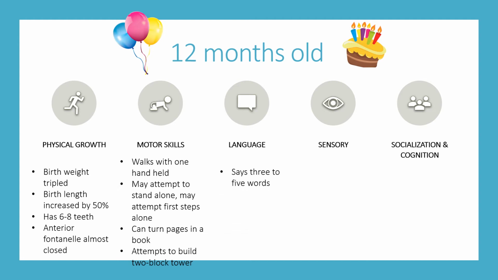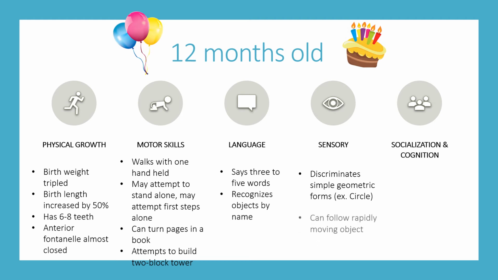With language, this child has about 3 to 5 words that they can say consistently, and they can recognize objects by name. They can discriminate simple geometric forms. They understand what a circle is compared to a square, compared to a triangle. Now, they're not necessarily able to identify these shapes at this time, but they know that they are different. And they can follow a rapidly moving object. So if a ball is rolling back and forth, they can track that ball in front of them.